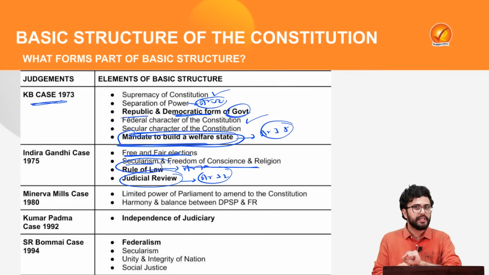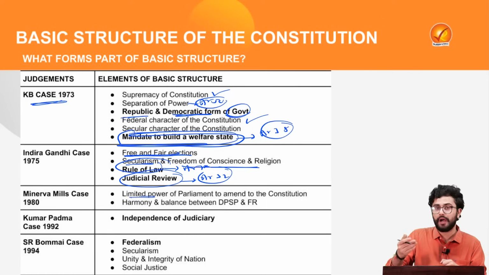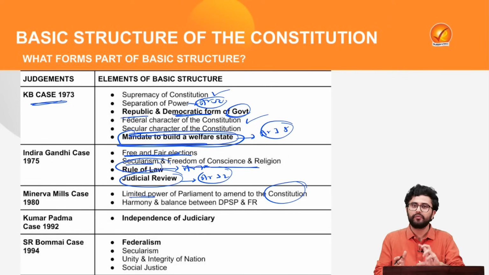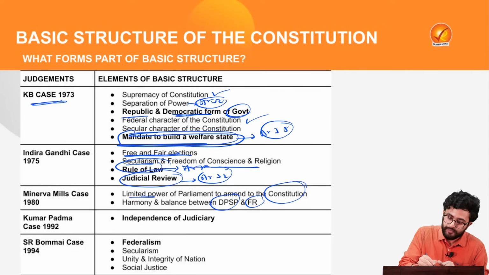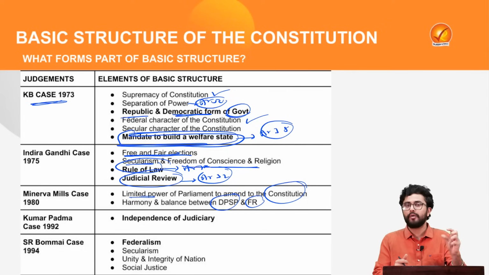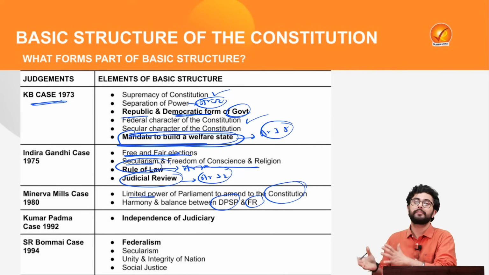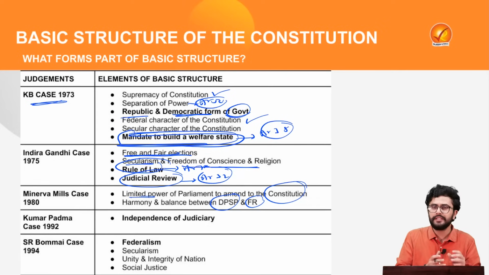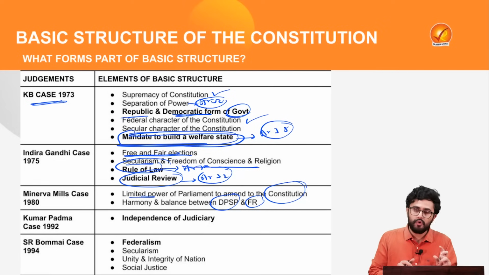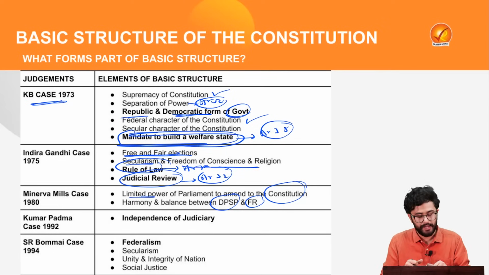Then in Minerva Mills case of 1980, Supreme Court held that the Parliament has a limited power to amend the Constitution, and there shall exist a harmony between fundamental rights and directive principles of state policy, because the government has been enacting this land reform or land acquisition, and it was giving this argument that we are doing this to implement the directive principles of state policy such as under Article 39 of the Constitution. So, Supreme Court held that there shall be a harmony between DPSP and fundamental rights.